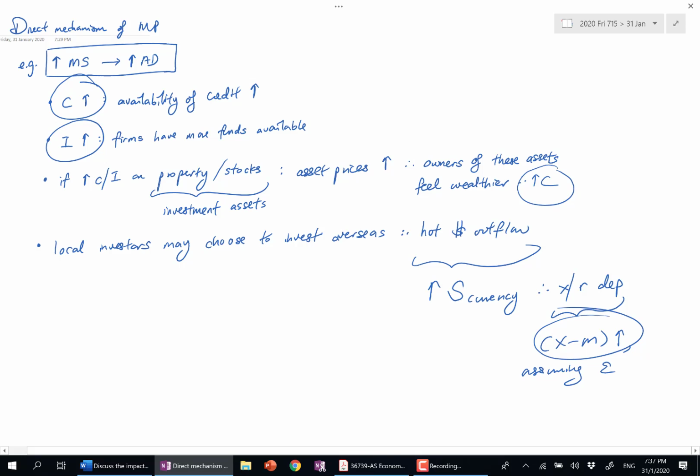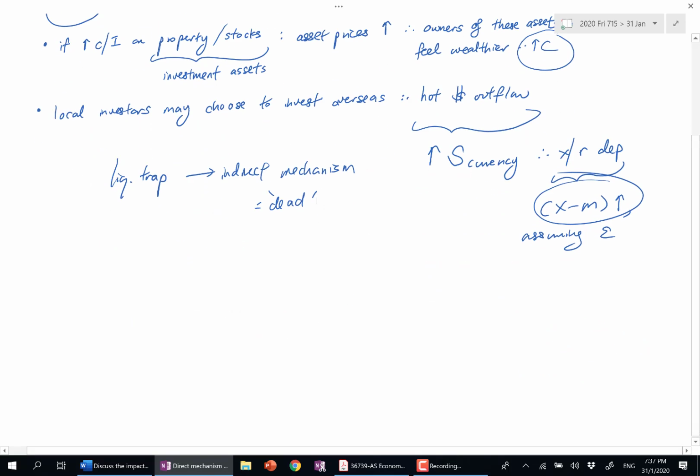Okay, the reality is that both of them are always at work. All right? Even when you are not at the liquidity trap, both direct and indirect mechanisms are still working. But the direct mechanism only comes into the picture when you talk about the liquidity trap. Because that means the indirect mechanism is effectively dead. Then you have to invoke the direct mechanism. This is when you use it. All right?